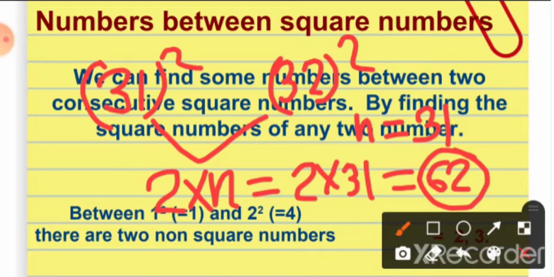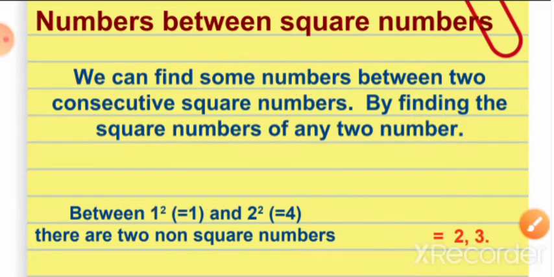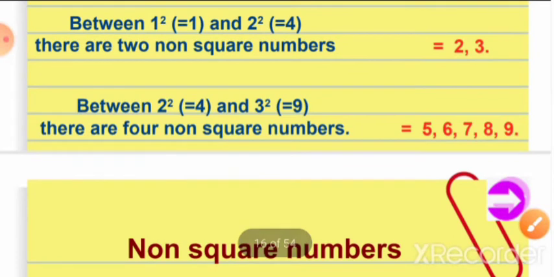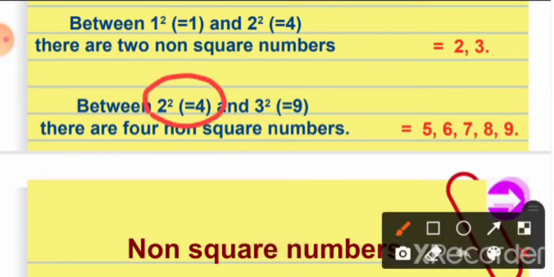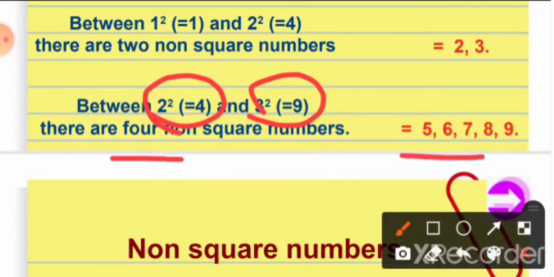It's very simple, you can calculate it easily. Now the next example is also given here: 2 square is 4 and 3 square is 9. So there will be 4 numbers in between.